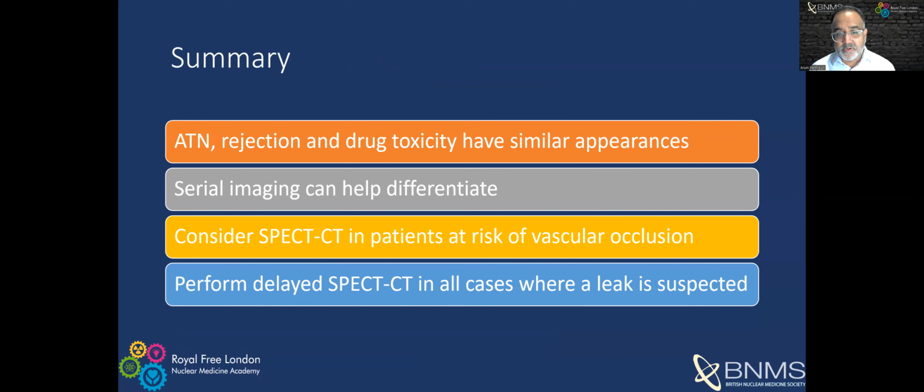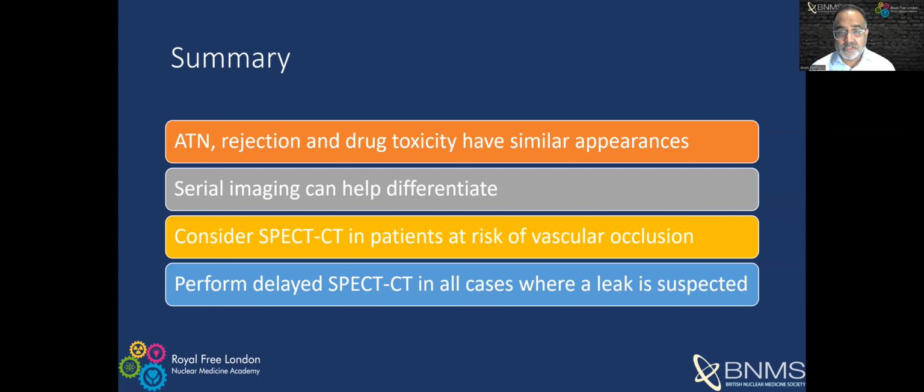So just to summarize, there are 4 key take-home messages that I'd like you to remember. First of all, we can't differentiate acute tubular necrosis, rejection, and drug toxicity on a single MAG3 renogram. All have very similar appearances, and therefore it is not possible for us to clearly differentiate. However, if we perform serial imaging, that can help us differentiate.